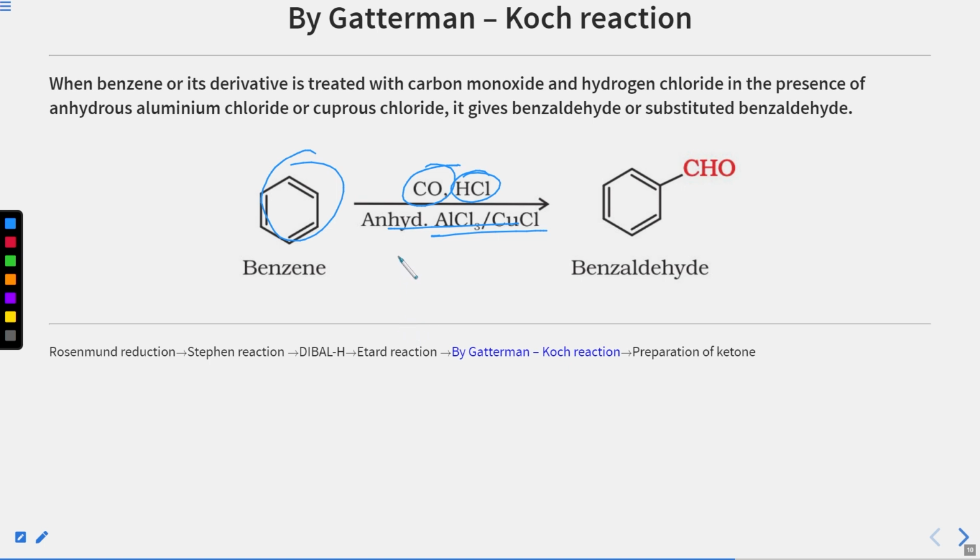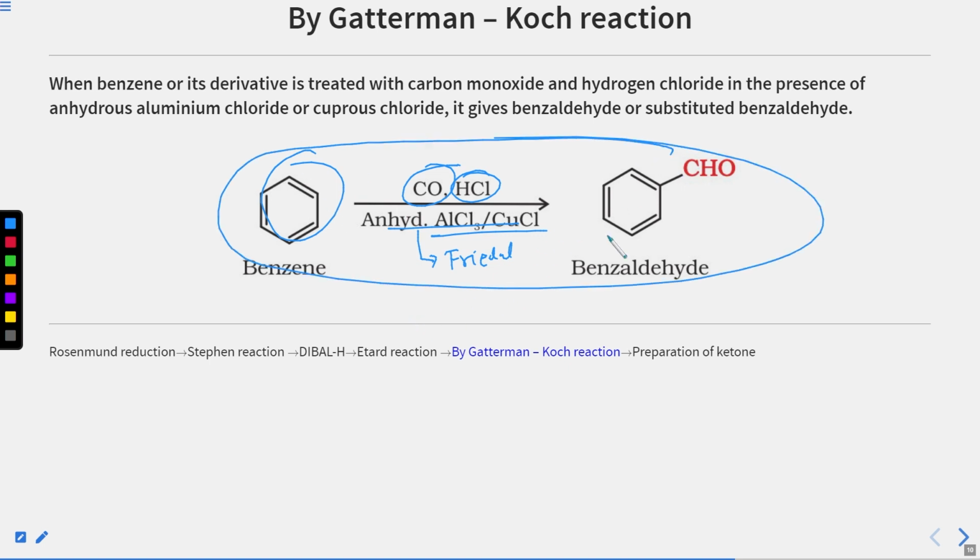If you remember, you must have seen this AlCl3 somewhere. Just try to remember it. If you got it, well, good. If not, it is the Friedel-Crafts reaction reagent, which is used as a Lewis acid, and this reaction is nothing but a Friedel-Crafts variation. Now you would ask how.